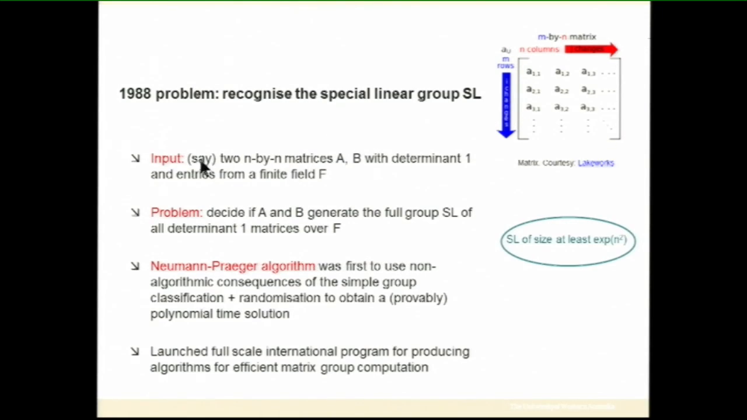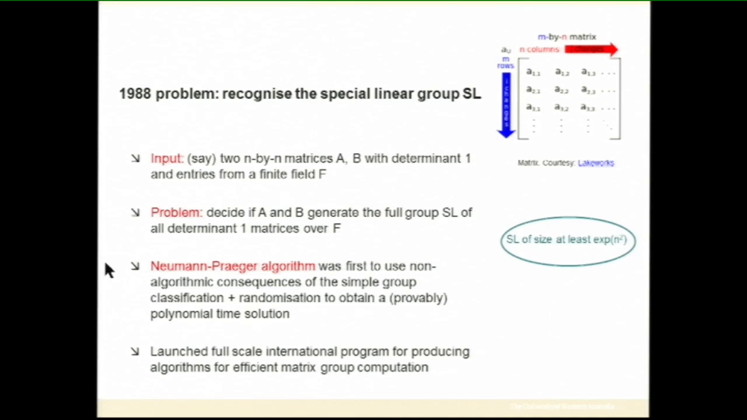The special linear group could easily be given by just two n by n matrices with entries in a finite field, so that was a finite group. The problem was to decide if you were given two matrices, whether in fact they did generate the full special linear group or not. This was a sort of a problem that was affecting progress.